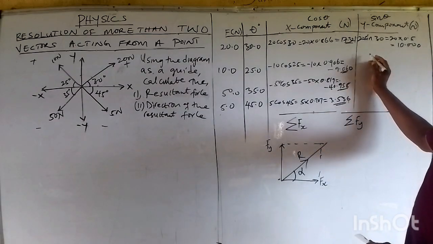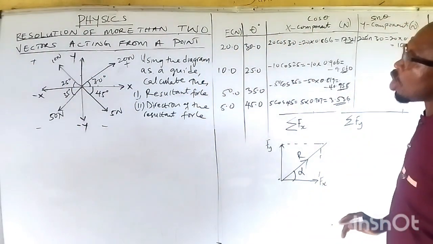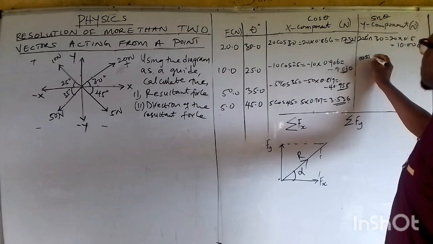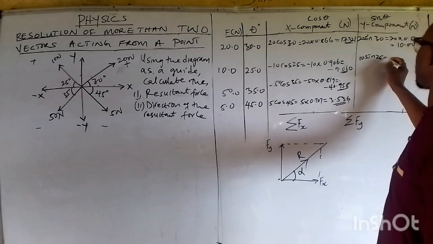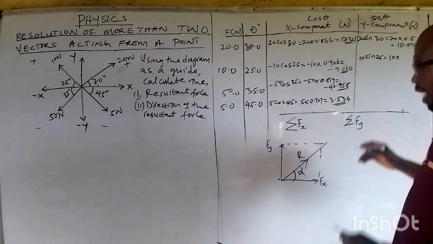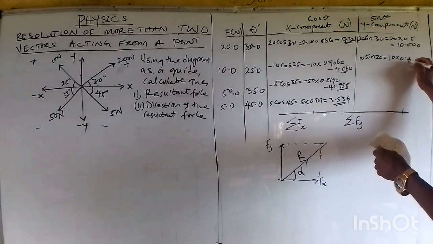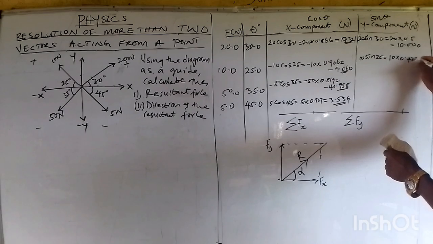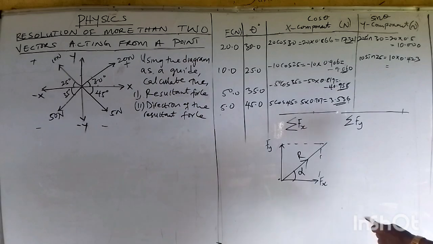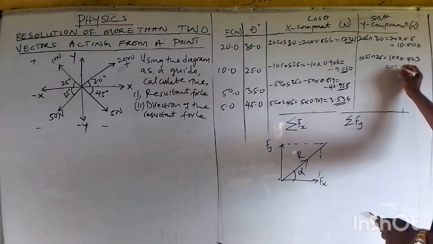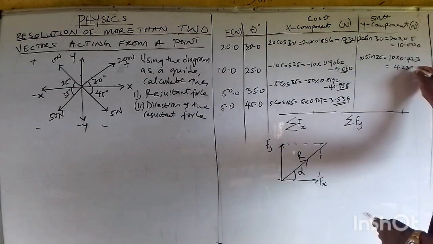The second one, of course, is positive also. So we have 10 sine 25, which will give us 10 times sine 25. From the four-figure table, that is 0.423, multiplied by 10, which will give us 4.23. We can put 0 here.